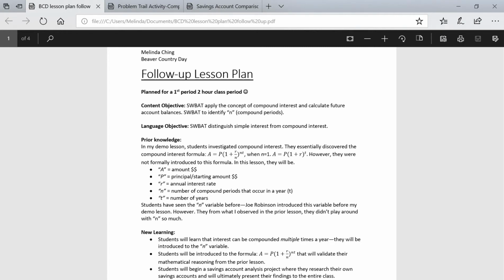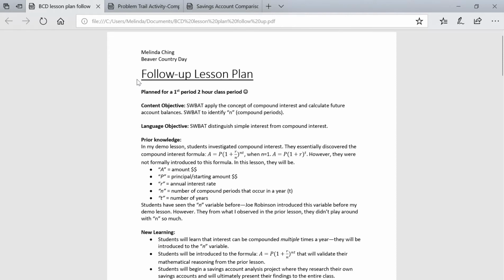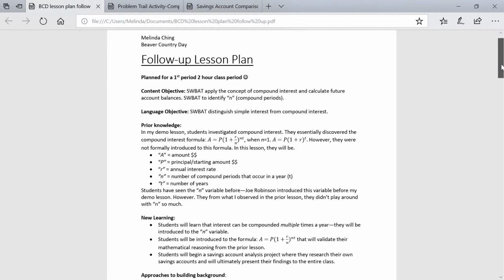Okay, so right now I'm going to walk you through the follow-up lesson that I planned. I, of course, will attach all of this to the Google document and email attachments to you all. However, I thought it's a lot of reading, so why not talk you through it?